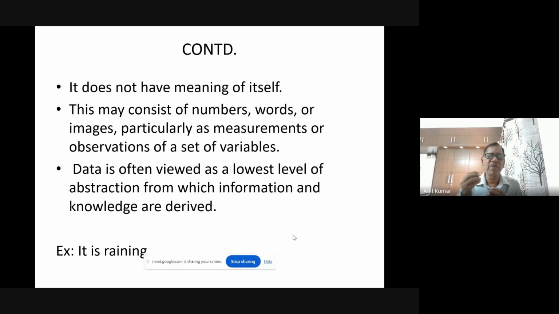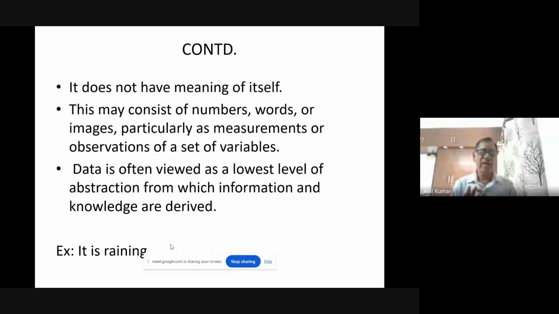Because of all these characteristics, that data is raw, it doesn't have any meaning in itself, and it doesn't tell us the relationship with other existing variables, data is often viewed as the lowest level of abstraction from which information and knowledge are derived. A very important aspect here is that data is to have meaning. To have meaning from the data, we should convert that data into information, and ultimately information is to be converted into knowledge, and that is what we require in the process of research.